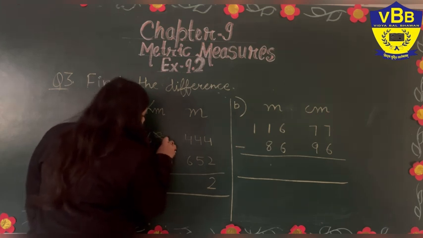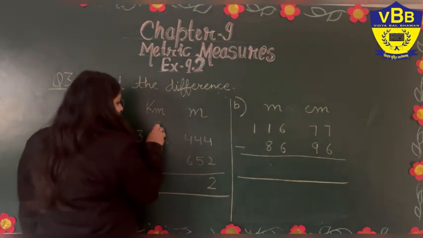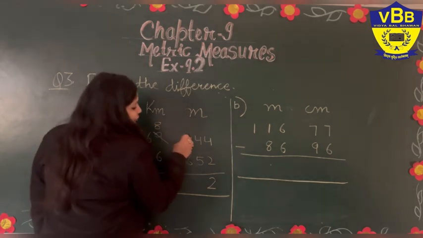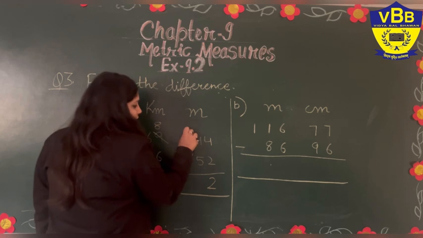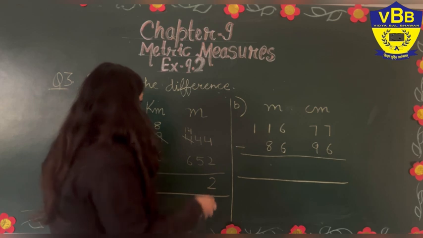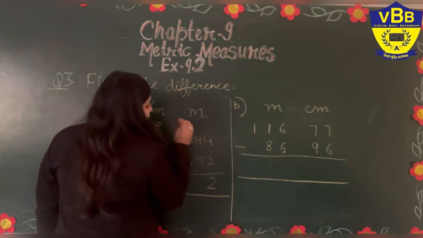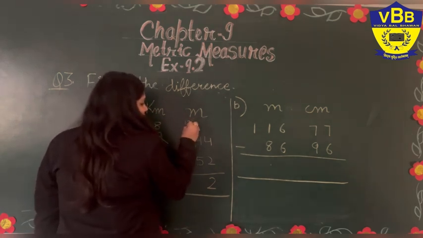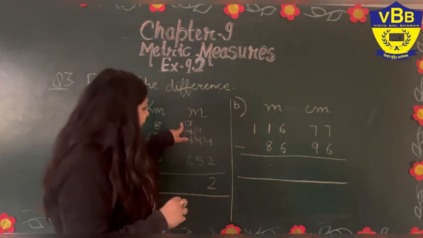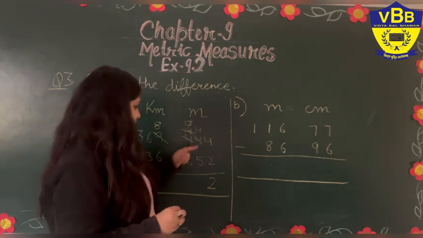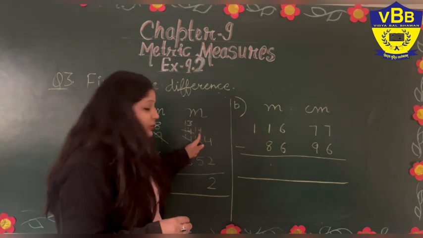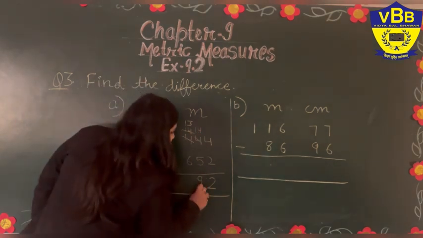If we borrow 1 from 9, it will be 8. 8 will be left here. And we have given 1 to 4. So it will be 14. But we know that this 4 also needs 1 for subtracting. So here we will borrow 1 from this digit to give to the next digit. So here 13 will be left and here we will be having 14. Right? We have given 1 to this digit, 14.